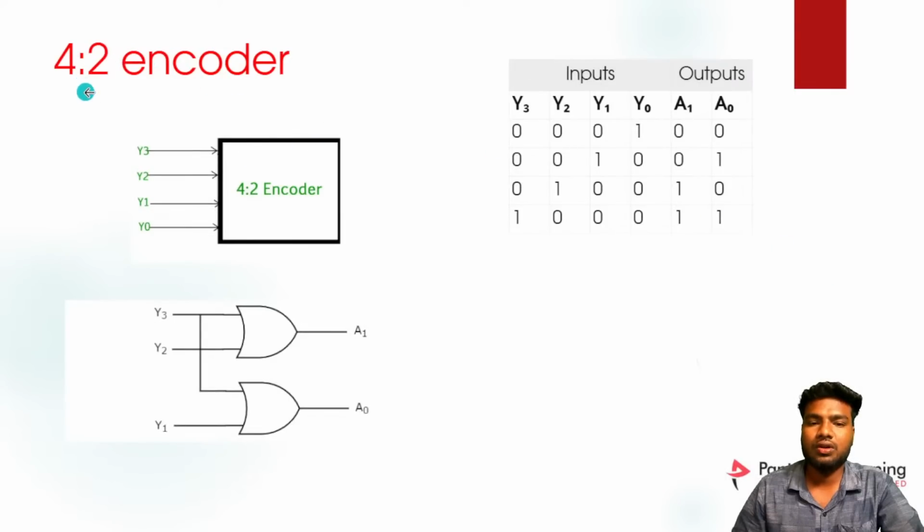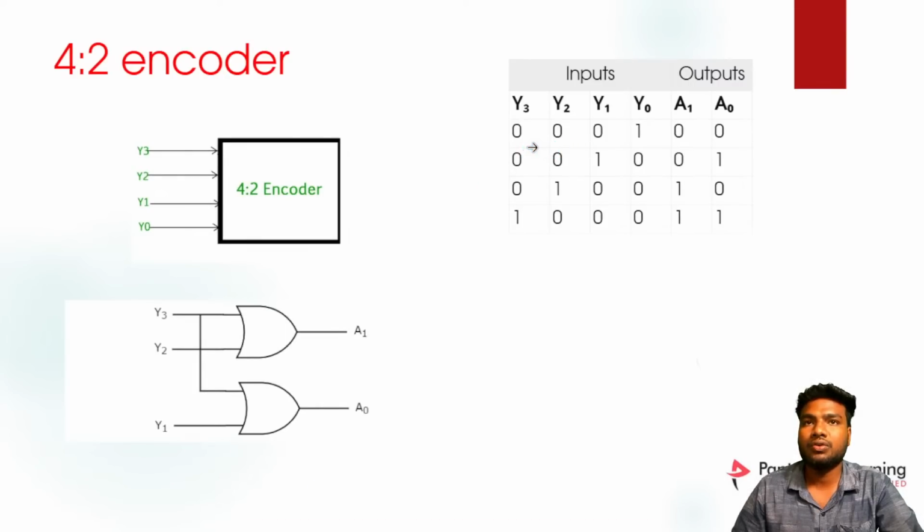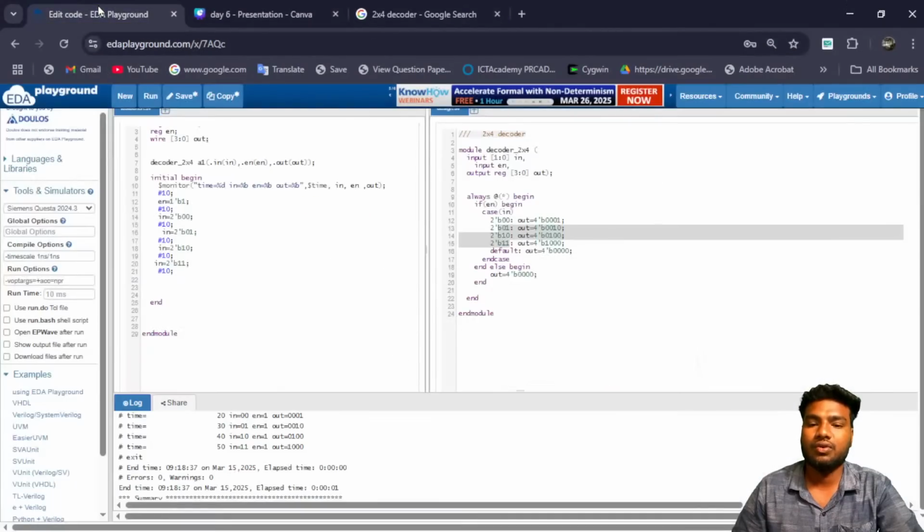So you can see the 4x2 encoder. If you give these inputs, you will get outputs like this. This is the 4x2 encoder operation, and this is the circuit for that. If you give input 0 0 0 1 to a 4x2 encoder, you will get output 0 0. If you give 0 0 1 0, you will get a 0 1 output. If you give 0 1 0 0, you will get a 1 0 output. So this is the 4x2 encoder. We are going to write code for this.